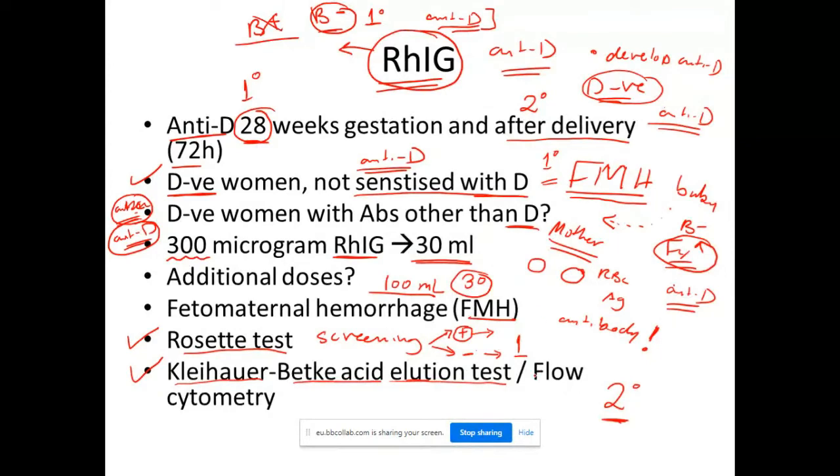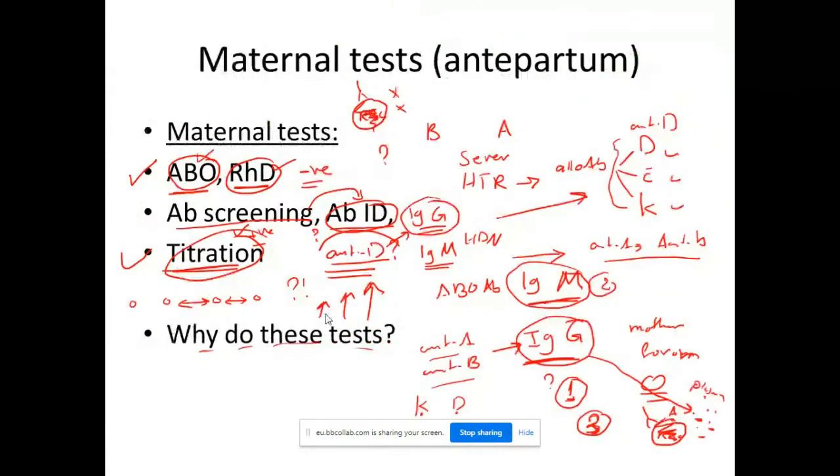Okay, there is also a different method. They now shift to a different method, which is flow cytometry. So with flow cytometry, we can use the technique to know how much bleeding has happened to this woman. So if we know how much, we can calculate how many doses she needs.